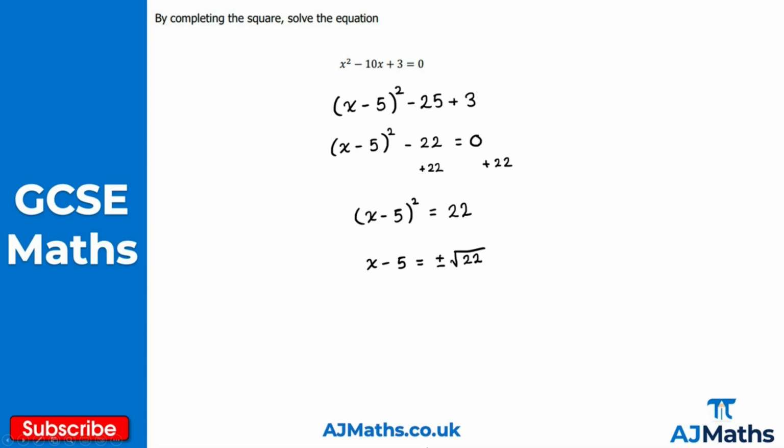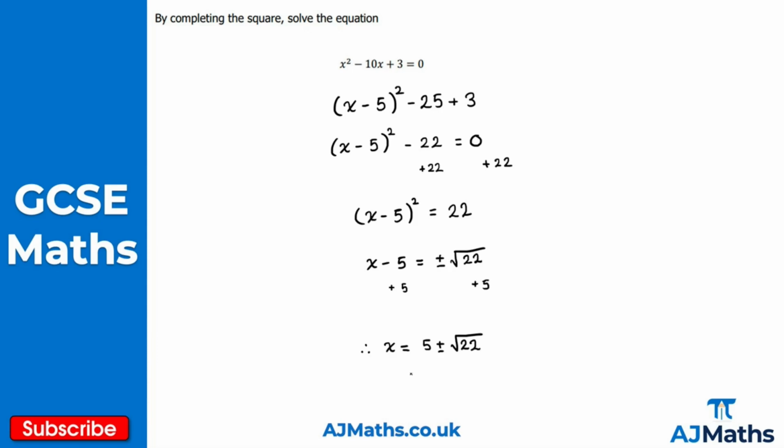And then finally, we just want x here. Remember, we're making x the subject. So to do that, I need to add 5 to both sides. So plus 5 to both sides. And then what I get here, so therefore x is equal to 5 plus or minus the square root of 22. Okay. And there we have it. That's our solution to the equation.